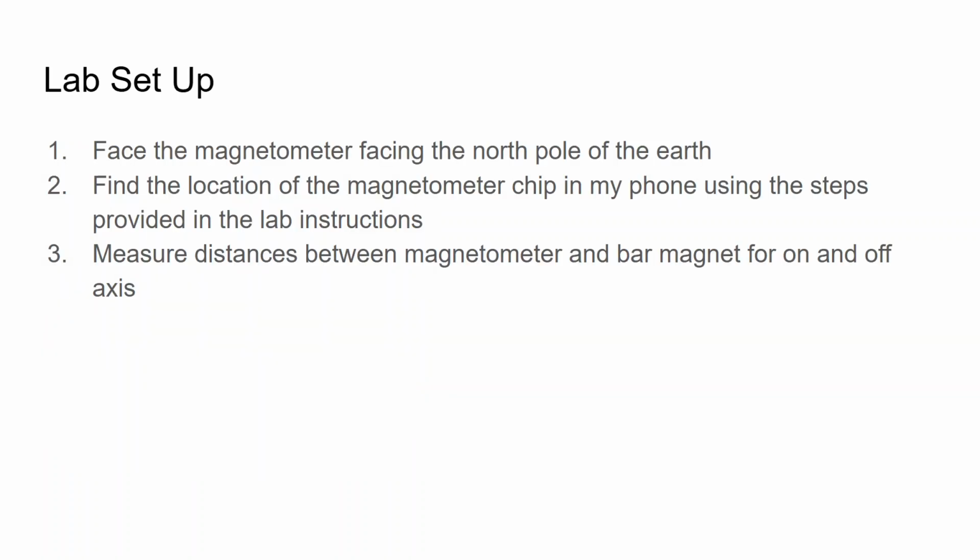For the lab setup, face the magnetometer toward the north pole of the Earth, find the location of the magnetometer chip in the phone using the steps provided in the lab instructions, and measure the distances between the magnetometer and the bar magnet for on and off axis.